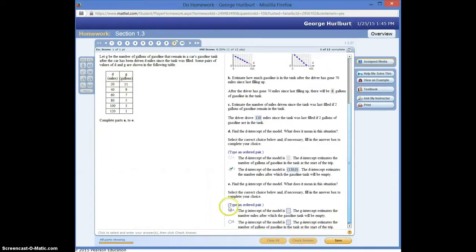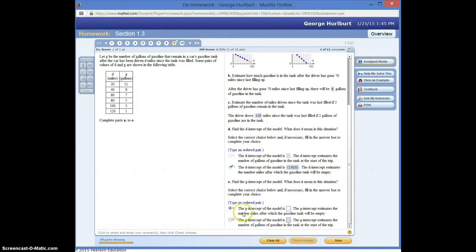So which one is that? It looks like that one. The G-intercept estimates the number of miles when the gas tank will be empty. No, that one's not right. The G-intercept estimates the number of gallons at the start of the trip. That one looks right, because the G-intercept means I go no miles, 13 gallons of gas. Good.